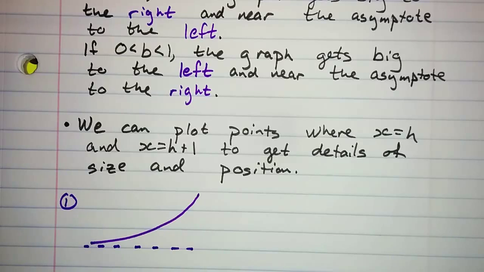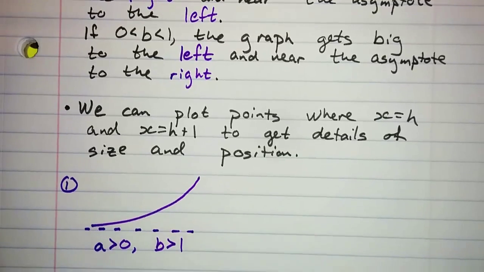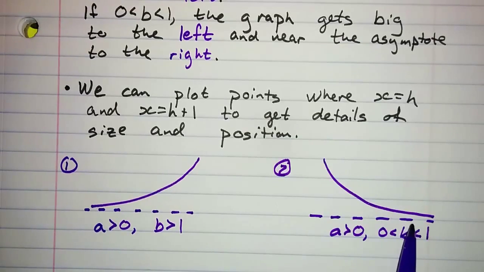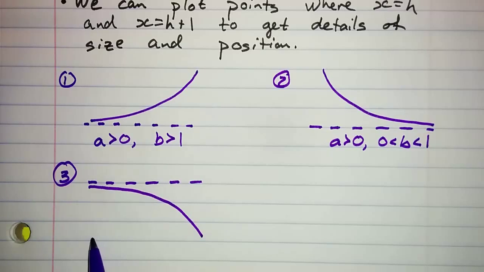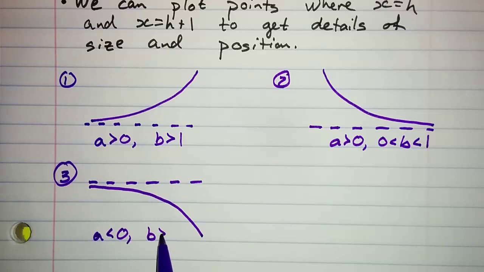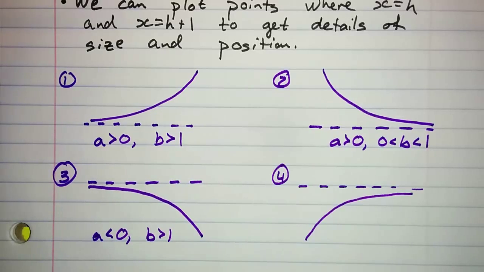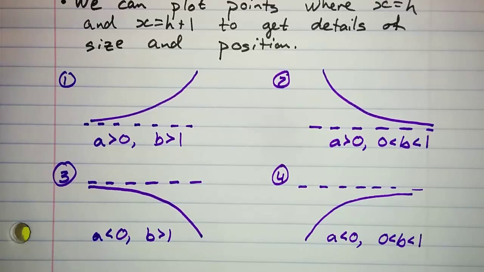We could have a picture that looks like this, where a is a positive number and b is bigger than 1. We could have a picture that looks like this, where a is a positive number and b is between 0 and 1. We could get a picture that looks like this, where a is a negative number and b is more than 1. Or we could get a picture that looks like this, where a is a negative number and b is between 0 and 1.